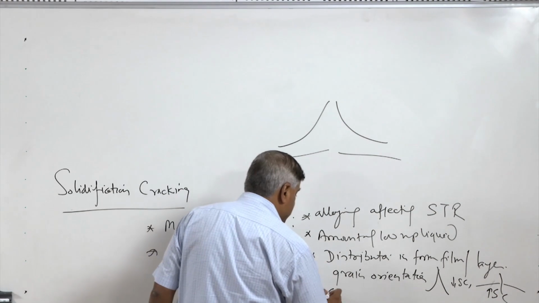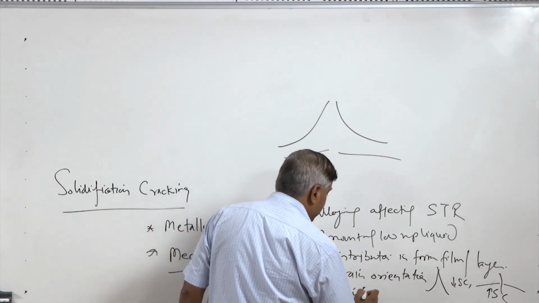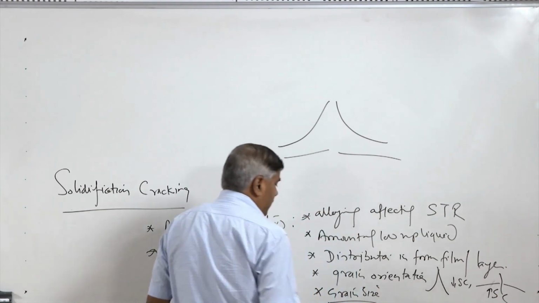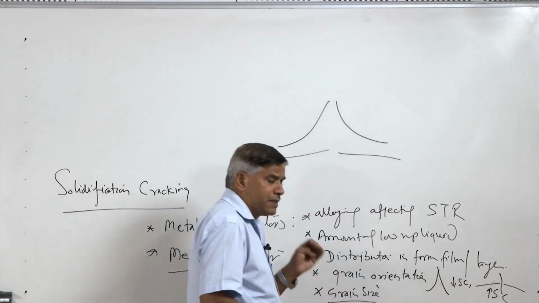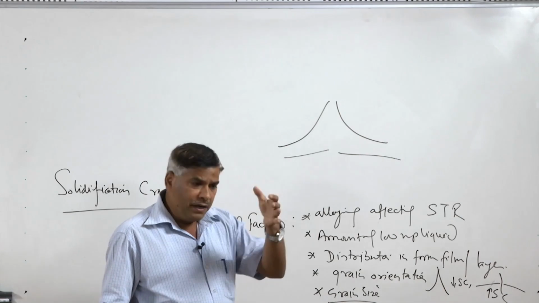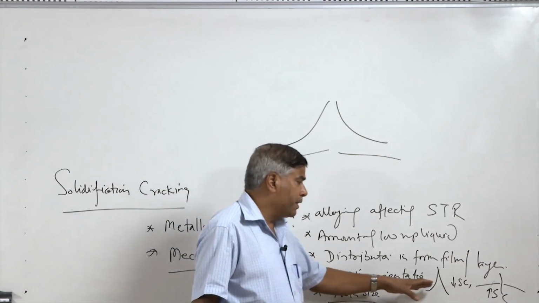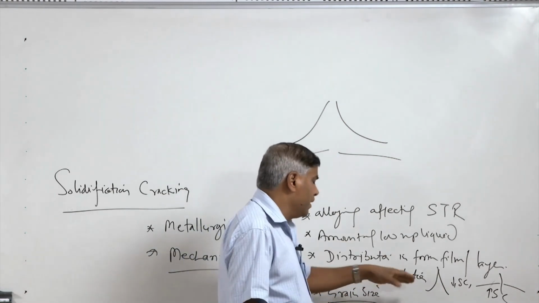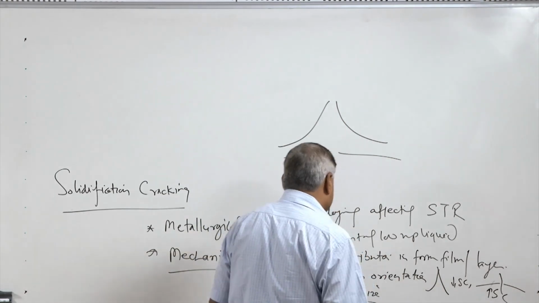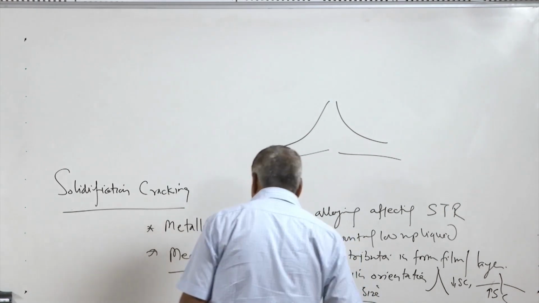Further, the grain size of whatever is being formed. Finer grains result in a large grain boundary area, which reduces the concentration of the low melting point liquid as compared to the coarse grains. Coarse grains promote the solidification cracking tendency as compared to the fine grains.